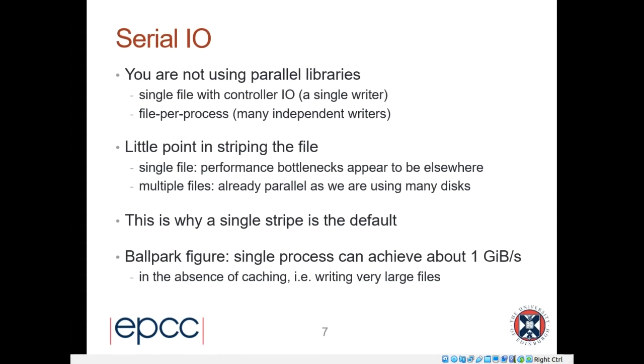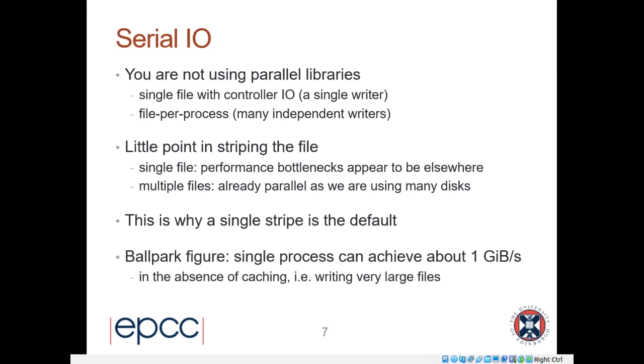So serial I/O, you're not using parallel libraries. So you might be doing single file with a controller I/O or file per process. There's little point in striping the file. In fact, we can try this, but I think striping the file with file per process will harm you, because every time it does access, it has to contact the MDS, so it's more complicated. If you're filling all the OSTs because you have many files, there's no point complicating things by striping those files over the OSTs. That will just make things worse.